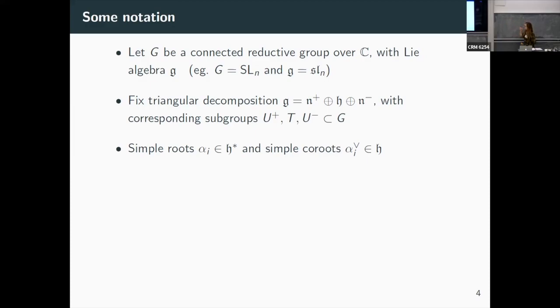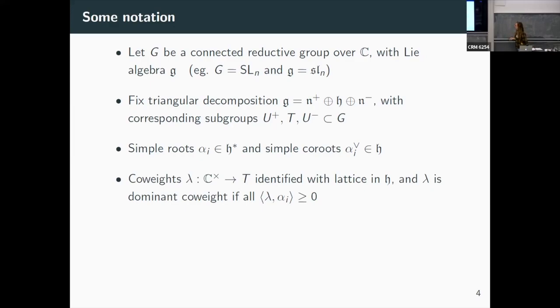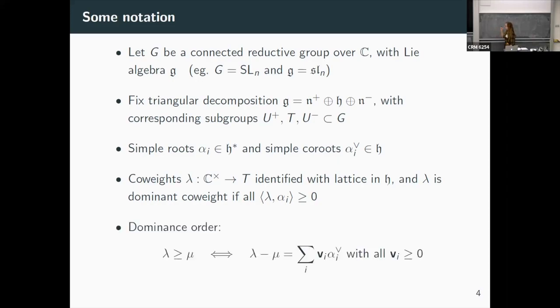Other notation, the usual things: simple roots I'll call alpha_i, simple co-roots alpha_i check. I'm mostly introducing these notations to remind you of one thing, which is that co-weights or co-characters of the maximal torus, we can think of as a lattice inside the vector space H, the Cartan. With that convention, a dominant co-weight means that you pair positively with the positive part. And a final ingredient is the dominance order on the set of co-weights, which just means that if I have two co-weights, lambda and mu, their difference is a positive sum of simple co-roots. It's a bit of a mouthful, but there it is. So this is a partial order on this set.